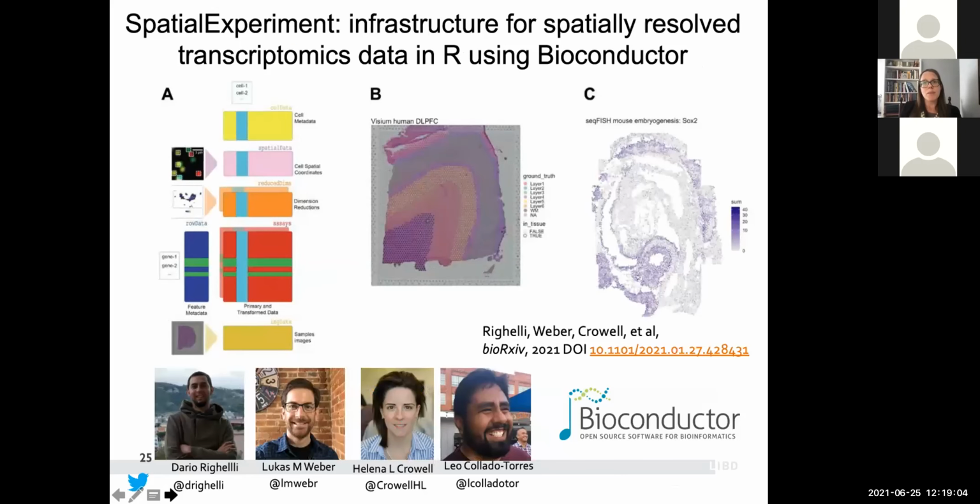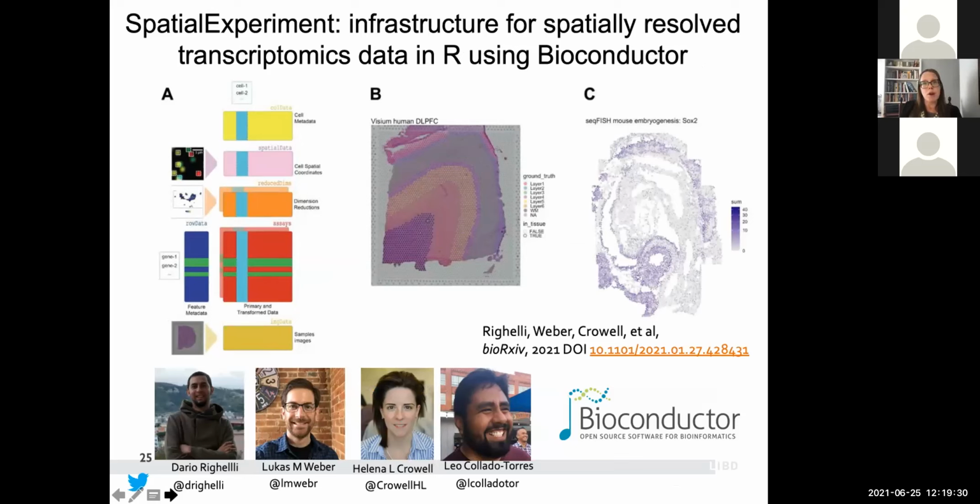For those of you who might be interested in working with spatial transcriptomics data, I want to plug two tools that our group and collaborators have been involved in developing that might be of interest for working with these kinds of data sets. The first is SpatialExperiment, which is infrastructure for spatially resolved transcriptomics data in R using Bioconductor that both Lucas Weber and Leo Collado-Torres have been involved in developing.